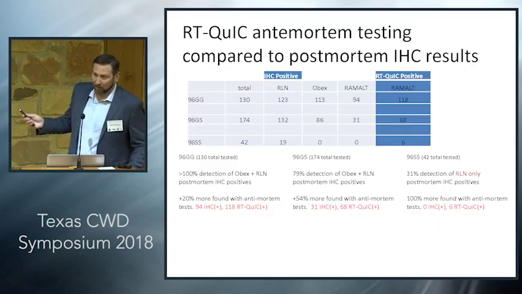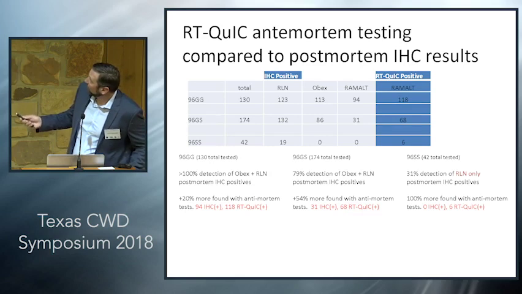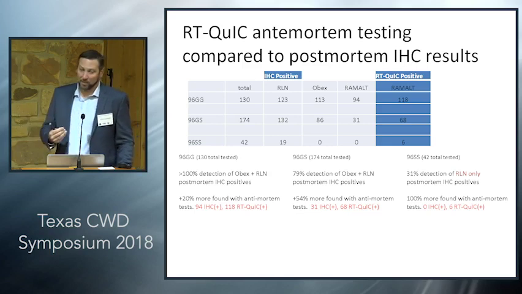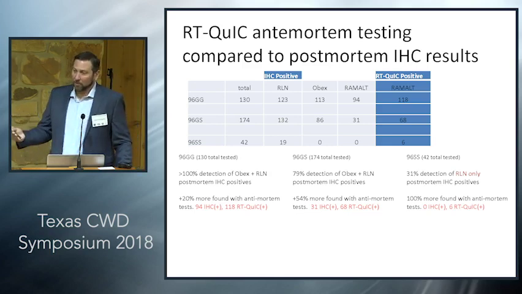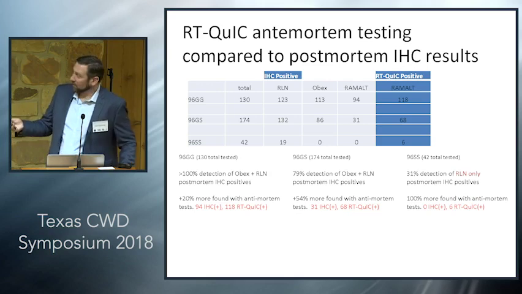So this is the population breakdown for that deer population that was tested by IHC in retropharyngeal lymph node, obex, and rectal tissue, and the rectal tissue was also tested by RT-QuIC. With the 96 GG animals, we saw greater than 100% detection in the retro and obex positive animals. So it detected some of the animals that were lymph node positive only in this case.